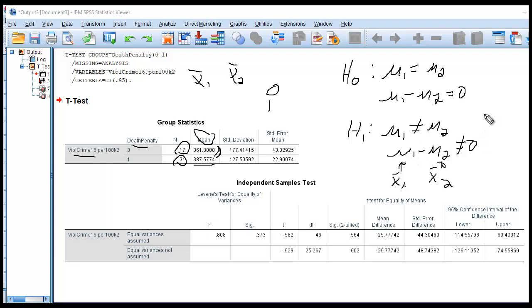So with a non-directional hypothesis, and I'm just going to write in NDH for non-directional hypothesis, when it comes to significance testing, it implies a two-tailed test. And I'll talk briefly about that in a second. So that implies a two-tailed t-test.